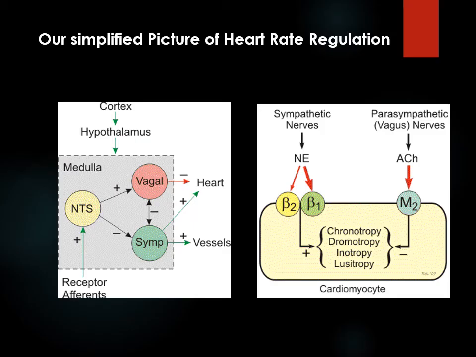Again, these two pictures show our current view of heart rate regulation by the autonomic system under the control of the cortex, the hypothalamus, and the nucleus tractus solitarius, which control the heart rate via sympathetic nerves and the beta 1 and beta 2 receptors, and the parasympathetic nerves via the M2 receptor.